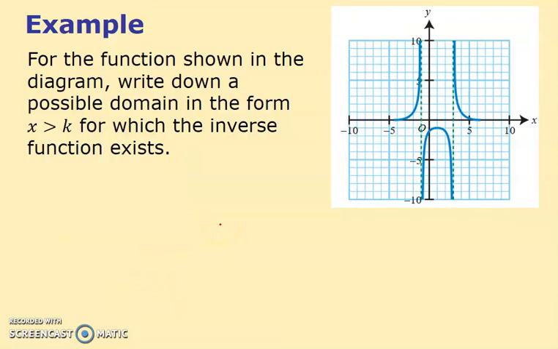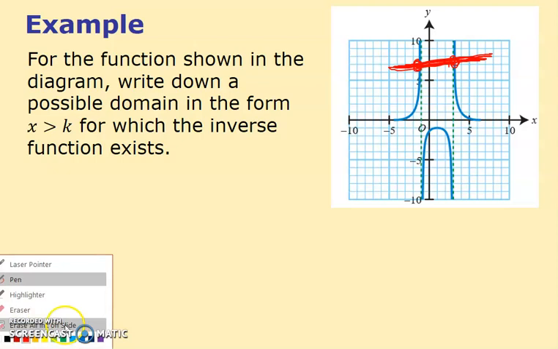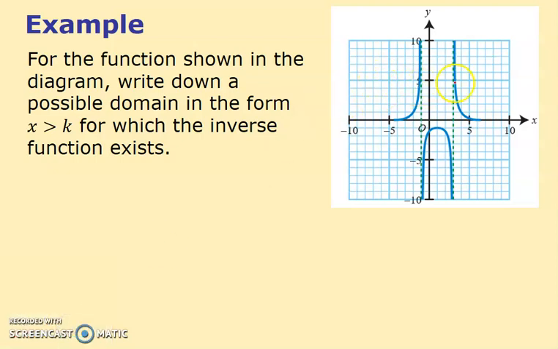That's what I said. Now for this, it says, for the function shown in the diagram, so quite an interesting diagram, write down a possible domain of the form x is greater than k, for which the inverse function exists. Well, clearly at the moment, based on my horizontal line rule, I could draw a line across there and it hits in 2 places, and therefore that doesn't pass the horizontal line test, and likewise down here it hits in 2 places.